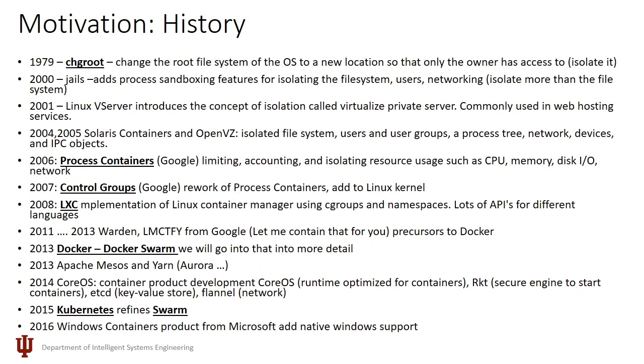Now let's go a little bit back in the history and see how we actually create containers, and what is actually a container technically. We have now heard about our understanding of this in a more abstract fashion. Let's take a look at the history. In 1979, we, for example, have change-root, which is a part of the Unix operating system, which allows us to change the root file system of the operating system to a new local location, so that the owner has isolated access to this.